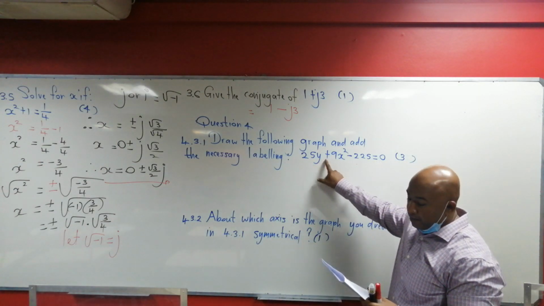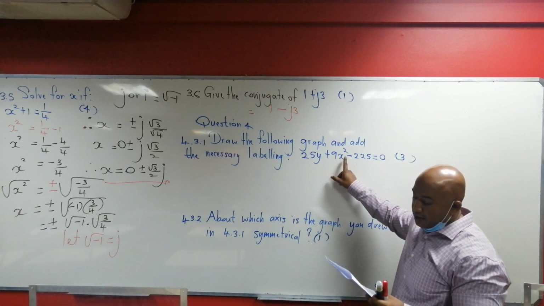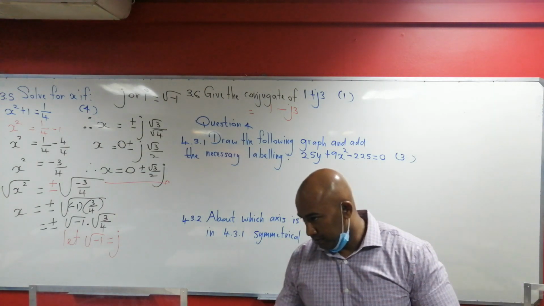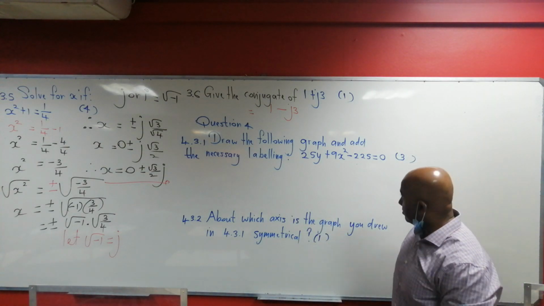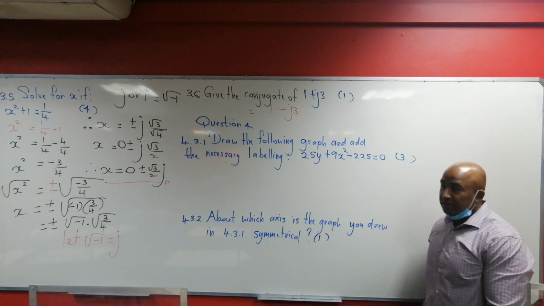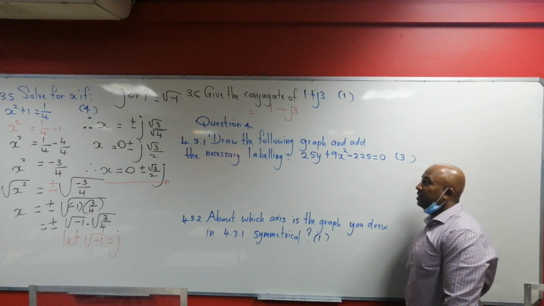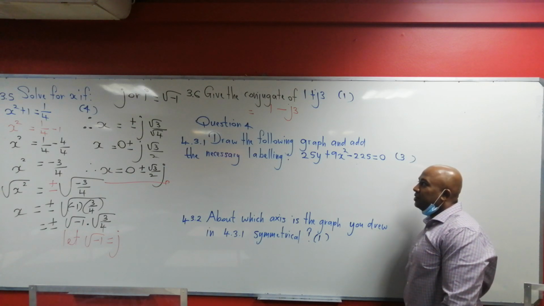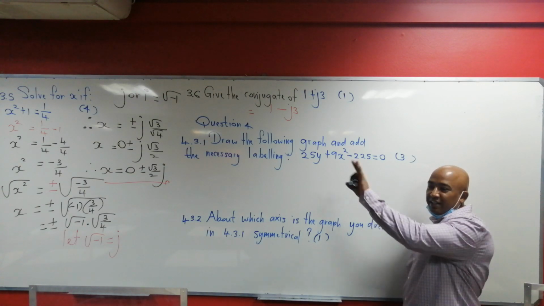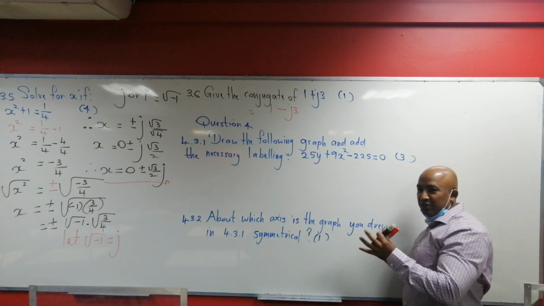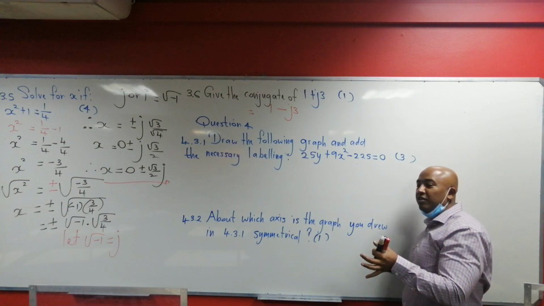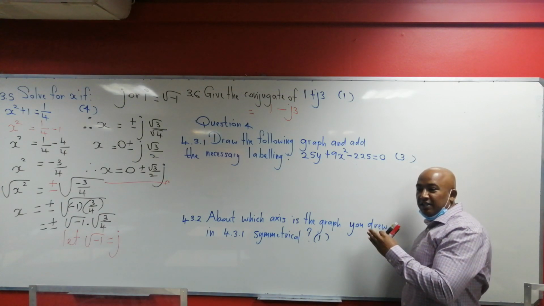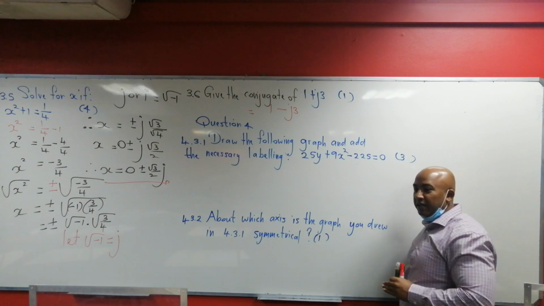So we've got 25y plus 9x squared minus 225 is equal to 0. Look at this equation. You normally have a quadratic equation equal to 0. So what happened here is they just took everything and left it on one side. To see if you now get confused with this, are you able to manipulate this equation and get it into a form that you recognize?